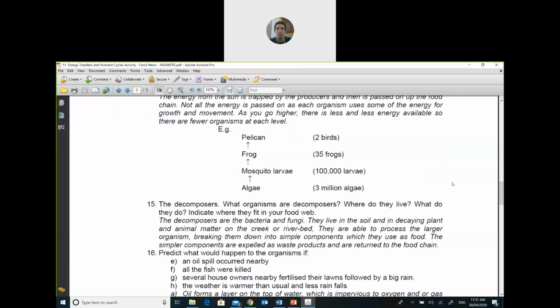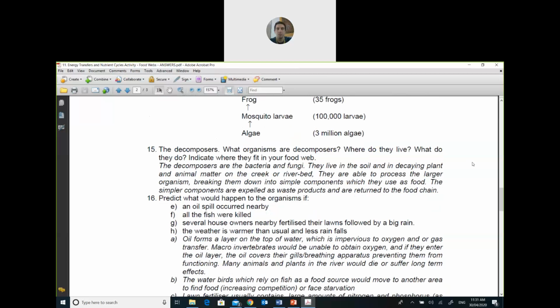So what organisms are decomposers? Where do they live? Well, they're the bacteria and fungi, and they live in the soil and the plant and animal matter in the creek or the riverbed. And they're able to process larger organisms, the ones that die off. They break them down into simple components, which they use as food, and they expel the simpler components as waste products that are returned to the food chain.